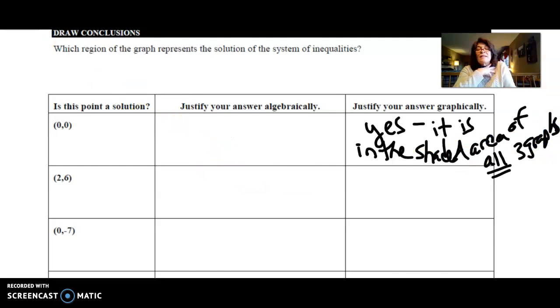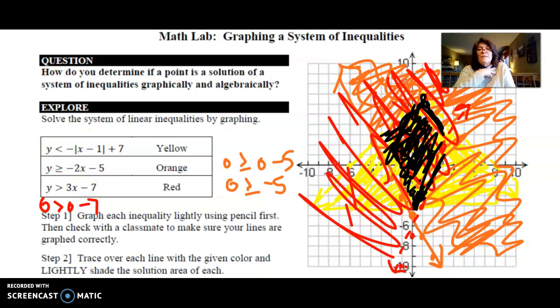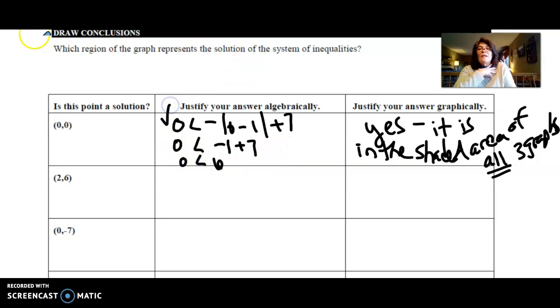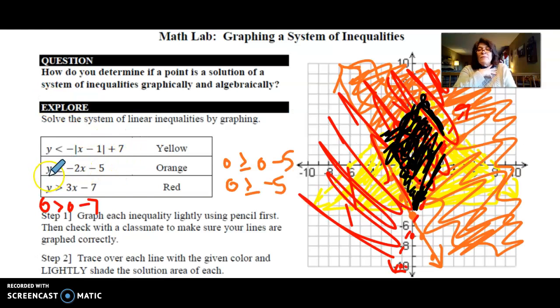Okay, algebraically, I would have to put 0, 0 in here. Is 0 less than negative 0 minus 1 plus 7? Is 0 less than negative 1 plus 7? Right, because the absolute value of negative 1 is positive 1, and then the opposite of that is negative 1. Is 0 less than 6? Yes. And then we already did 0 here. I put 0, 0 in here and got 0 is greater than or equal to negative 5. Yes. 0, 0 in here, 0 greater than negative 7.